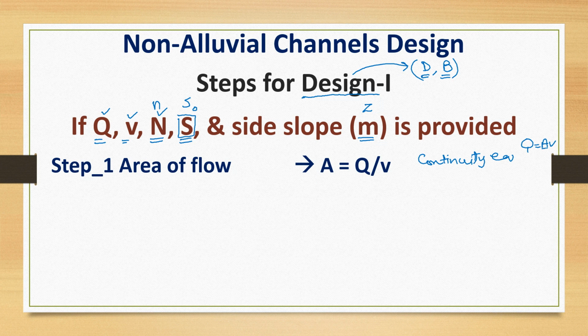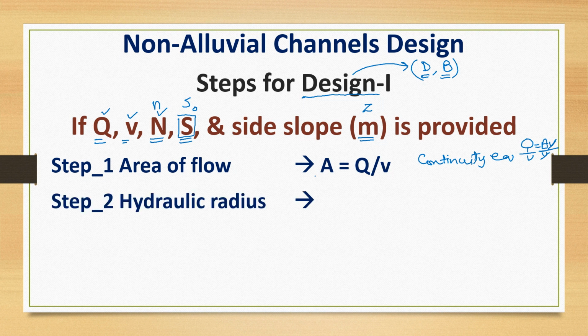So we want to determine the A. We will divide V on both sides. This V will be cancelled. So A is equal to Q divided by V. The second step: both Q and V are given, so we will get a clear value of A. So the next step will be determining hydraulic radius.